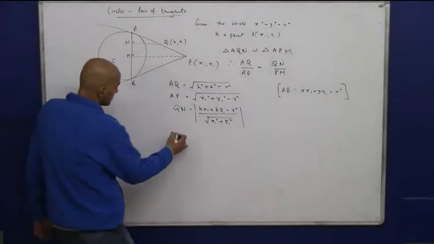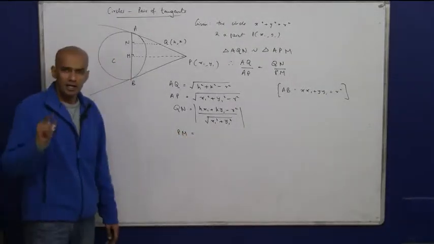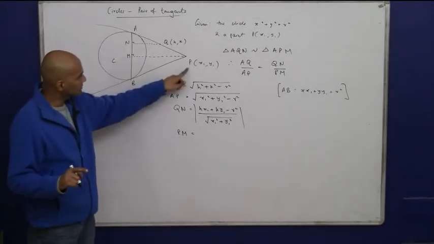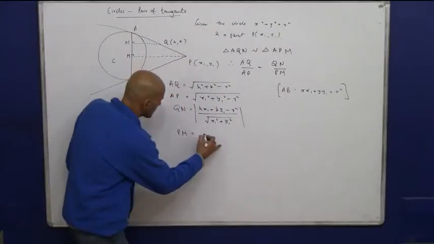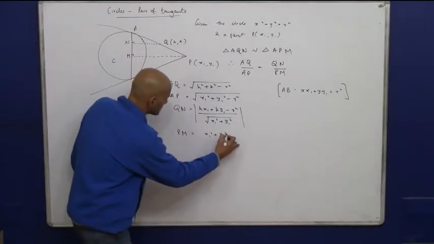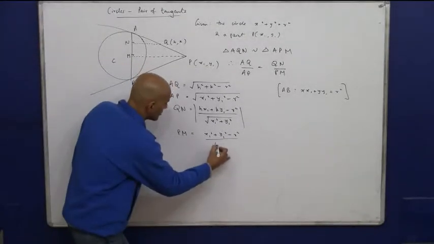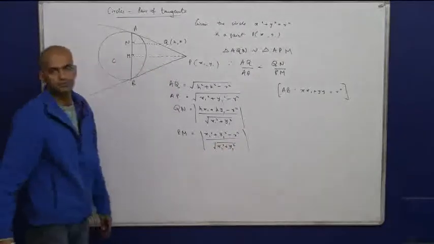Similarly, Pm is going to be the length of the perpendicular drawn from the point P onto this line. So x1 comma y1 is going to be put into this equation now, and it's going to become x1 square plus y1 square minus r square divided by under root of x1 square plus y1 square, modulus.